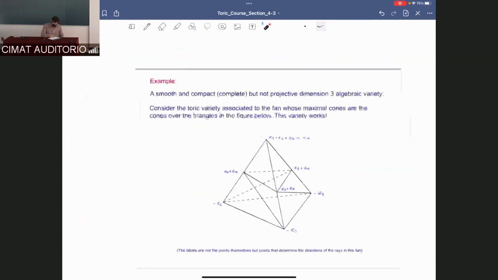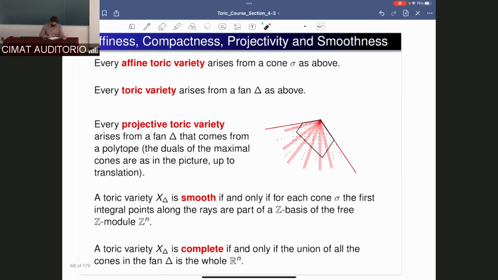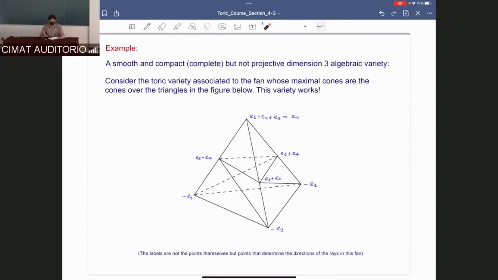Then, for example, now that we have these characterizations and smoothness, one can start producing examples of what you need in your daily work. This is one that is very well known. Say that you want, just to show off, or maybe because we really need it for work, a smooth and complete, but not projective variety.